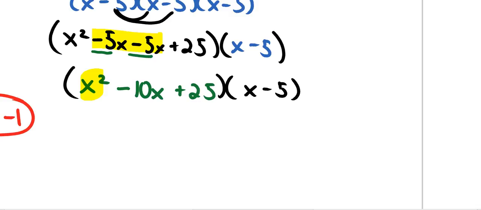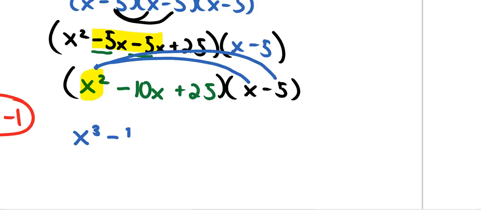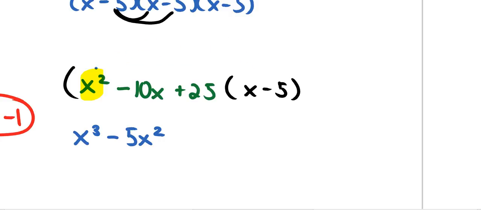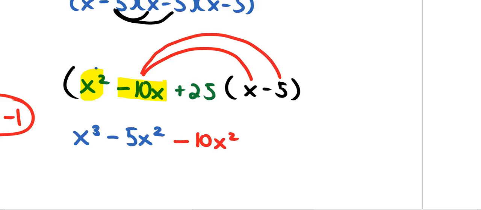So I take that x squared and I multiply that with this x, and that gives me x cubed. And then I take this x again and multiply with the -5 this time, and that will give me -5x squared. And then take my second term. Let me just erase all of this now, and I take my second term, which is -10x, and I multiply that with the 5, which will be -10x squared, and then -10x times -5, which would be positive 50x. Alright, so that one's all done.